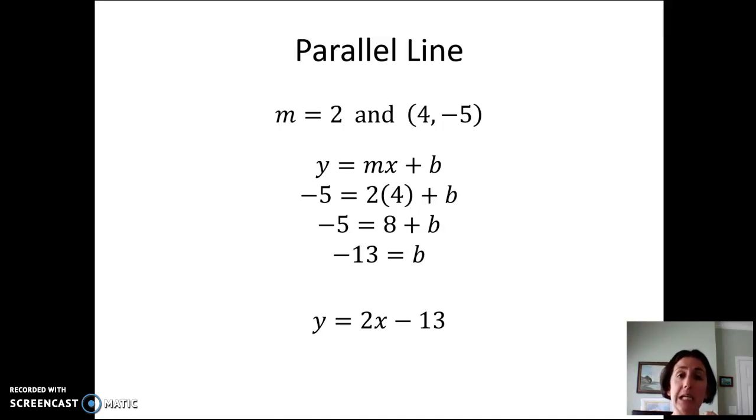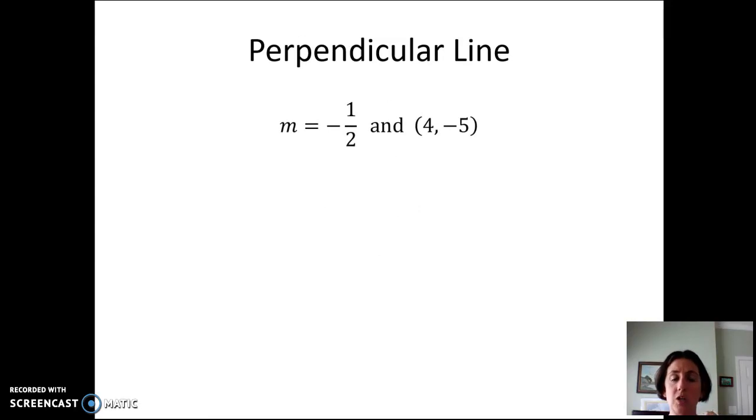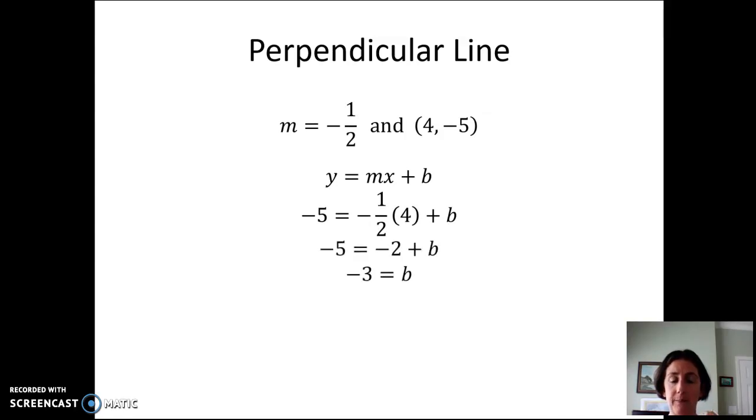Now for the perpendicular line, it's going to have opposite reciprocal slope. So as you can see, this slope is positive, so the perpendicular slope is negative, and the reciprocal of 2 is 1/2. So we're going to do the same thing with that same ordered pair, but now we have a slope of -1/2. Get your y equals mx plus b, plug in m, x, and y, and solve for b. So now put it all together with our opposite reciprocal slope and our b value here. The perpendicular line is y equals -1/2 x minus 3.